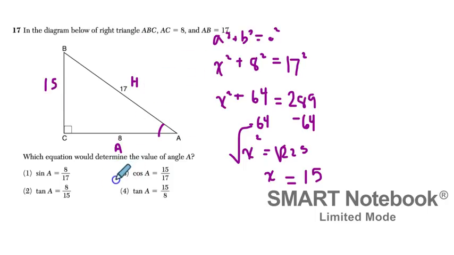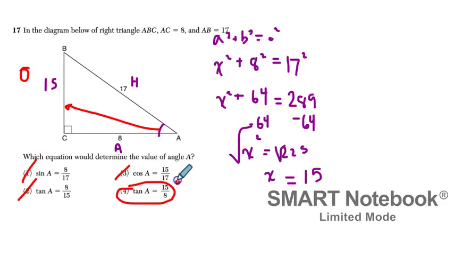I already know that 3 is wrong because the cosine we said was 8 over 17. The sine of A would be opposite 15 over 17, not that. The tangent of A would be opposite 15 over adjacent 8, so this is wrong, and that's what makes this our answer, because 15 is opposite and 8 is adjacent. So this is a combination Pythagorean theorem and trig problem.